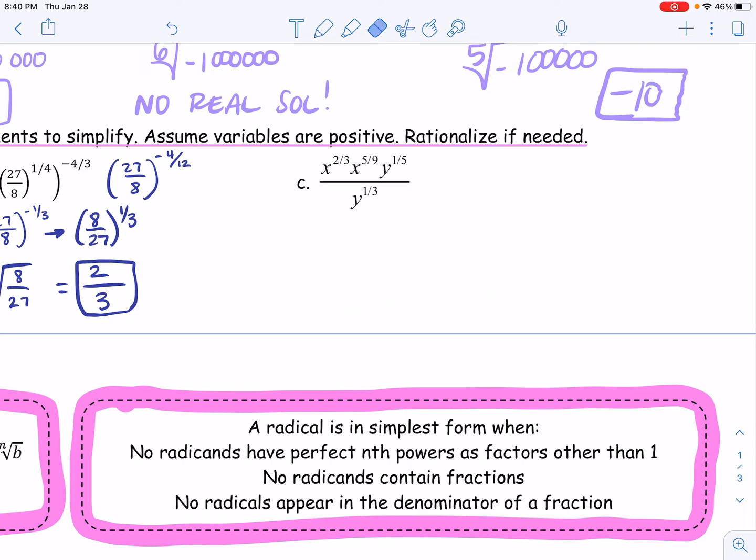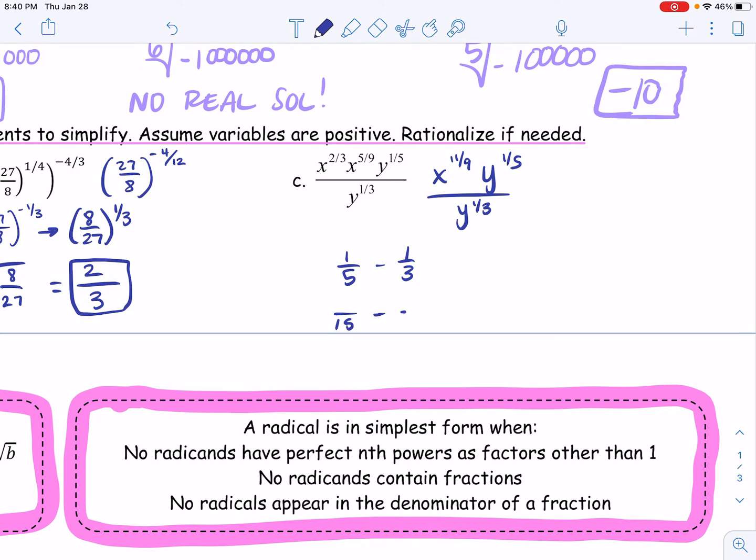So this means I have x to the 11 over 9 times the y to the 1/5, still divided by the y to the 1/3. Now I look at my two y's. What can I do with those y's? I can combine them. When I divide things with exponents, I subtract the exponent. So now I'm doing 1/5 minus 1/3. When I'm adding or subtracting fractions, I want that common denominator. Common denominator here is 15. That's 5 over 15. That's 3 over 15. So what's 3 over 15 minus 5 over 15? A negative 2 over 15.